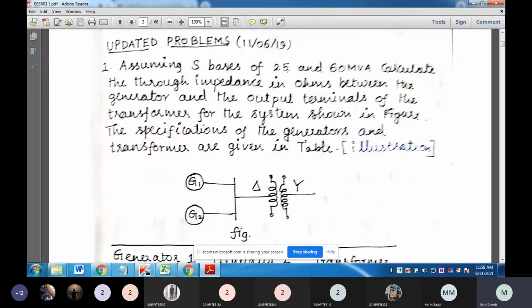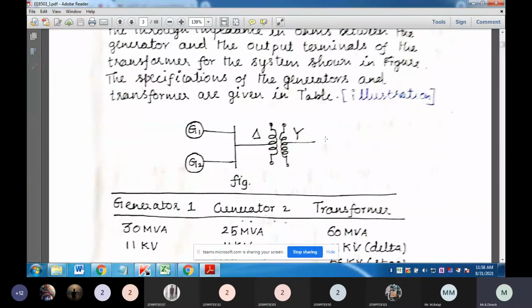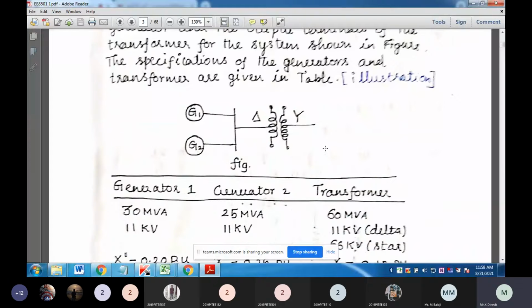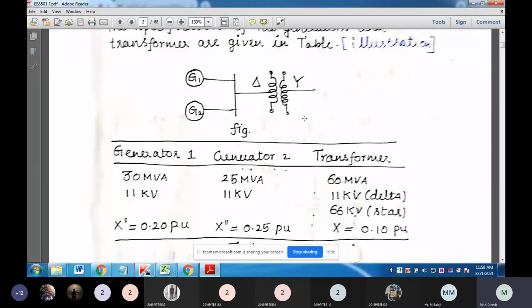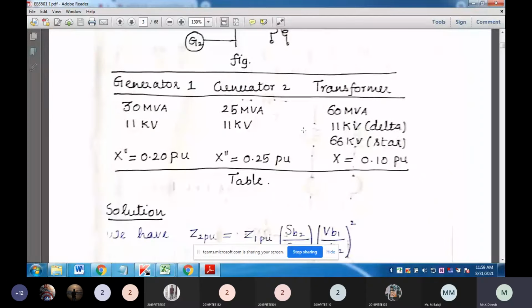So these kind of typical problems you may expect in your university examination as well as your internal examinations. In both exams you may get these kind of questions. In the previous 1 to 2 years they are asking like this, some typical examples. These problems I have taken from the standard textbooks.